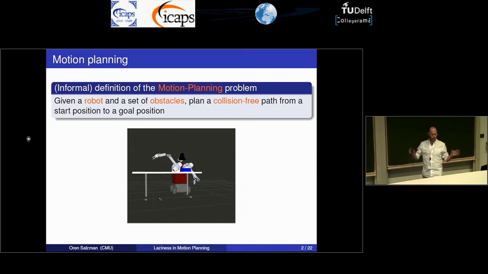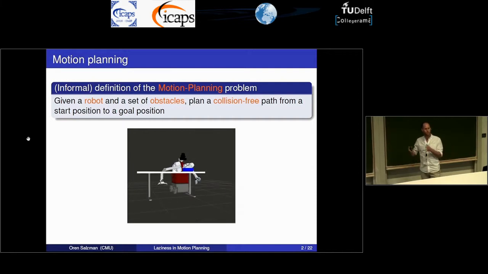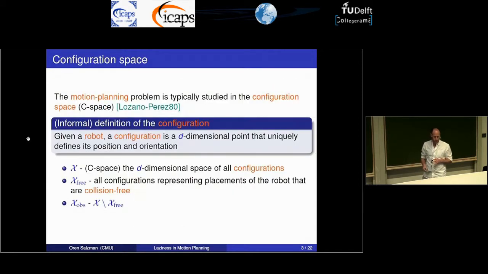So informally, before I go into the talk, what's motion planning? We have a robot. In this case, this is Herb, the flagship robot of the Personal Robotics Lab. And we need to move from one position to another while avoiding contact with obstacles. And the general motion planning problem, the way I presented it, is computationally hard. So exact solutions are intractable.